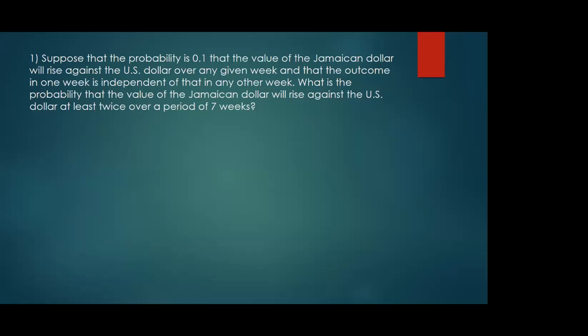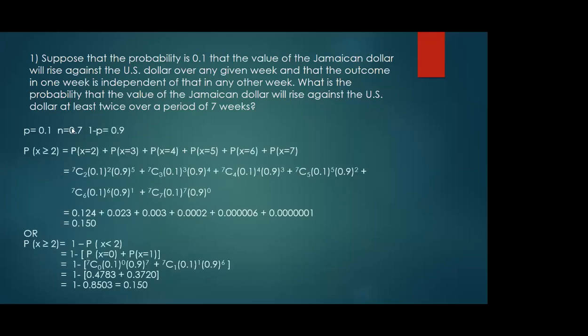So the first thing we're going to do is write down, and this is very important, always write down what you're given. So we know the probability of success is 0.1, n is 7, not 0.7, it's 7, and the probability of failure is 1 minus p, which is 0.9.